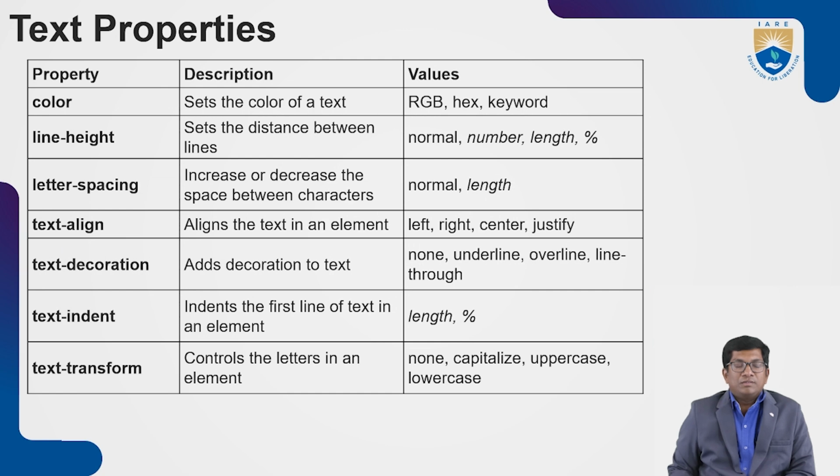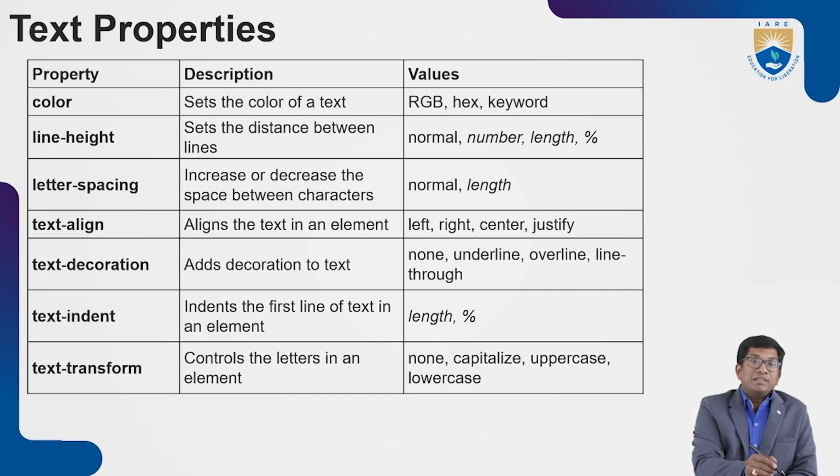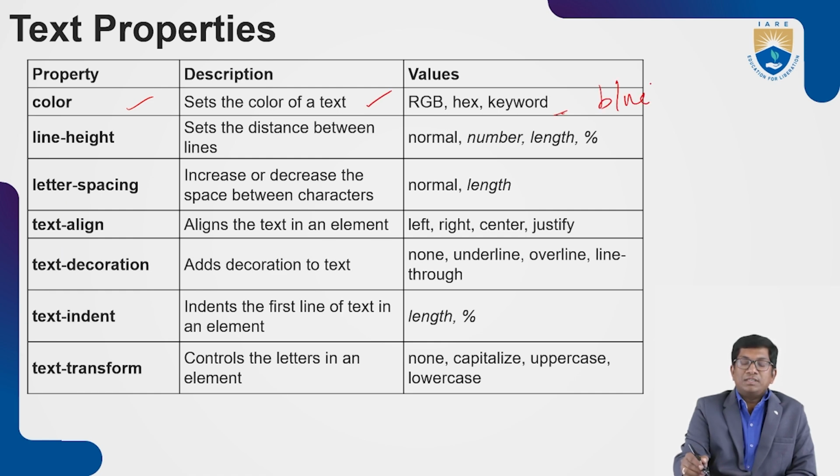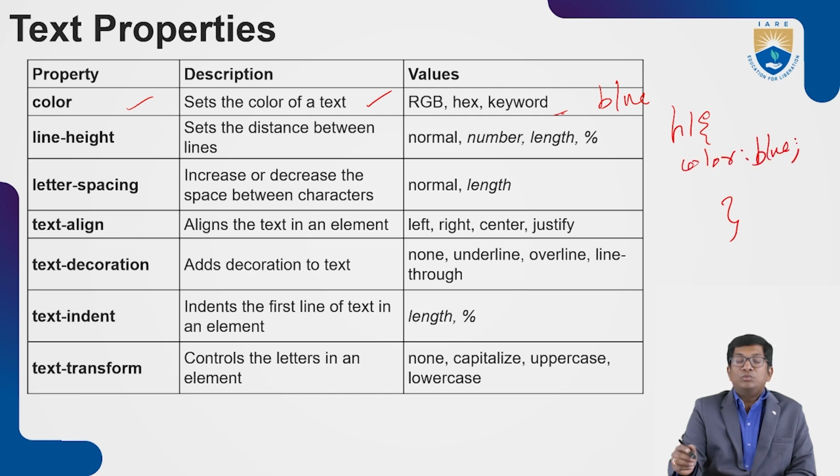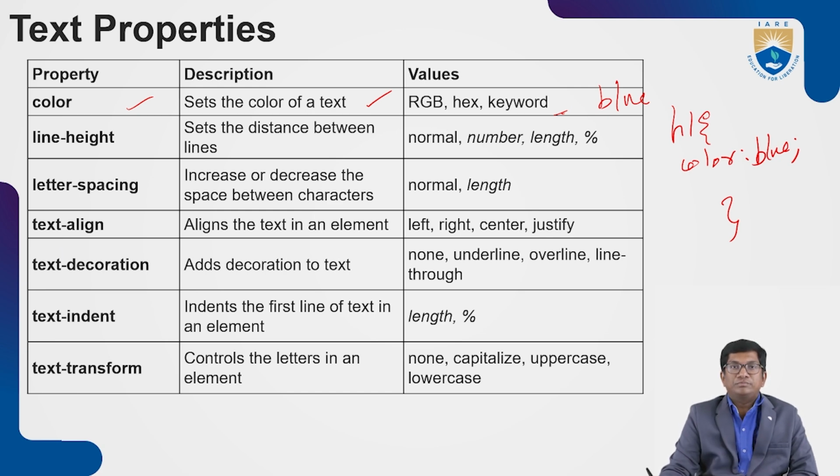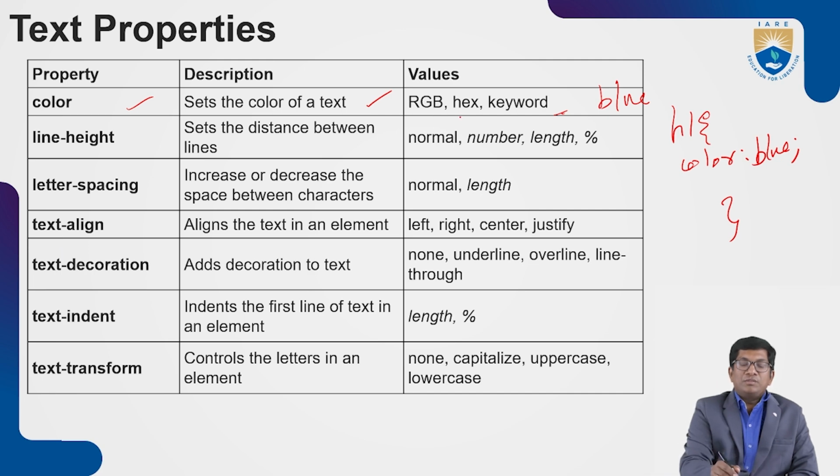Text properties. One of them is color, which sets the color of text. We can change the color directly by writing blue in CSS in an internal style sheet. For example, for an H1 element we can apply color blue, so the text is rendered in blue in the browser. As well as that, we can use hexadecimal values and RGB colors.